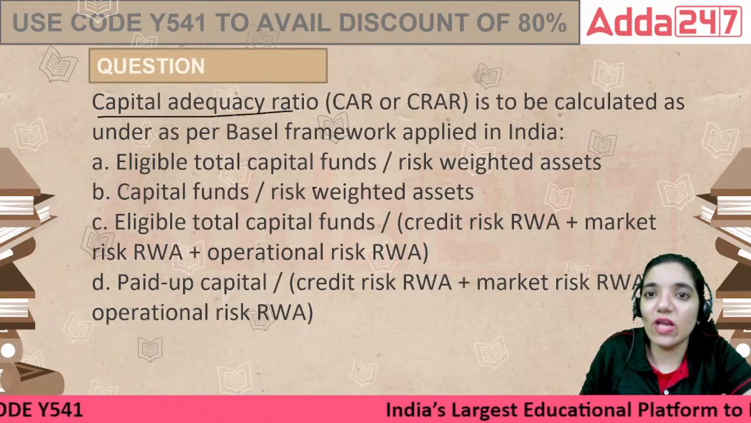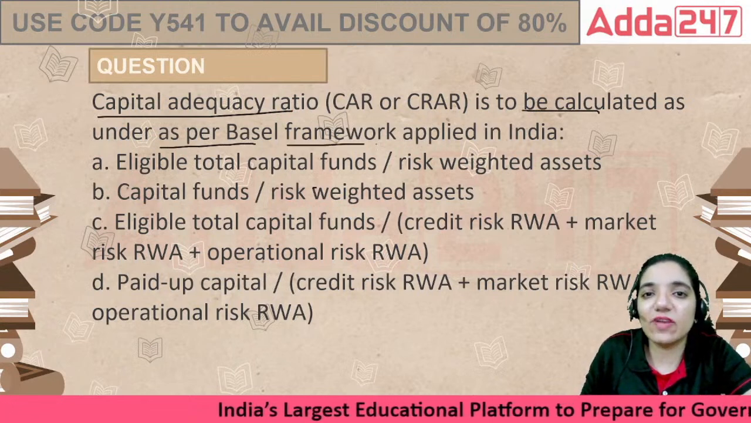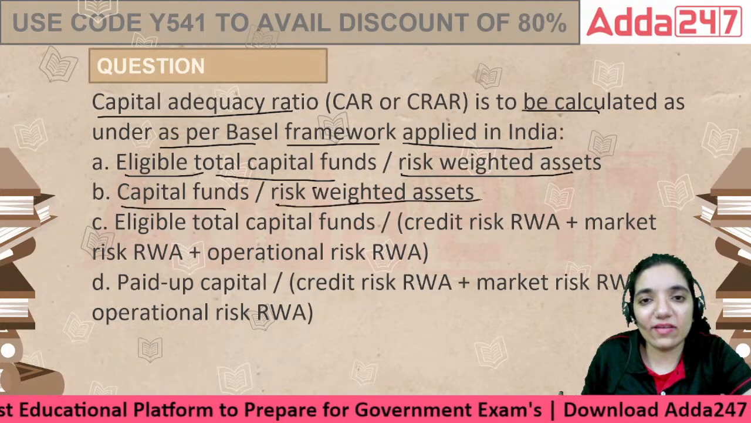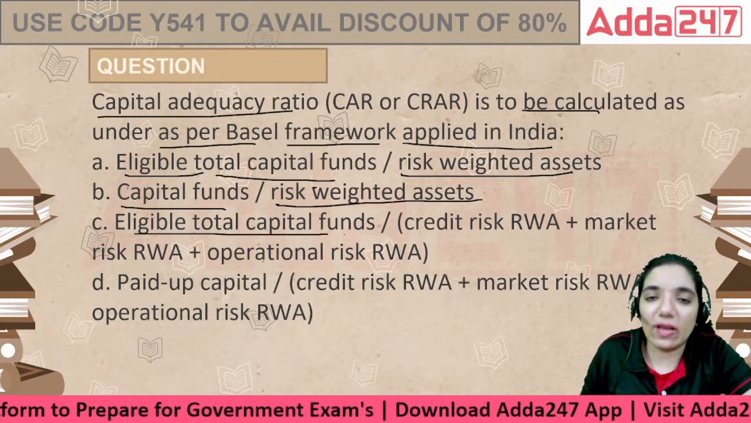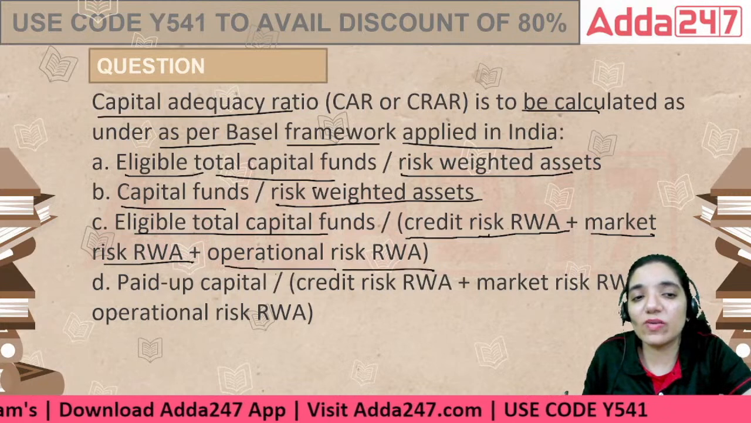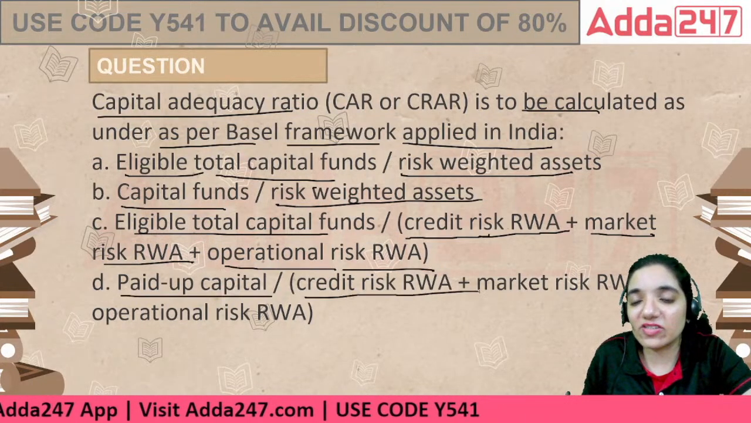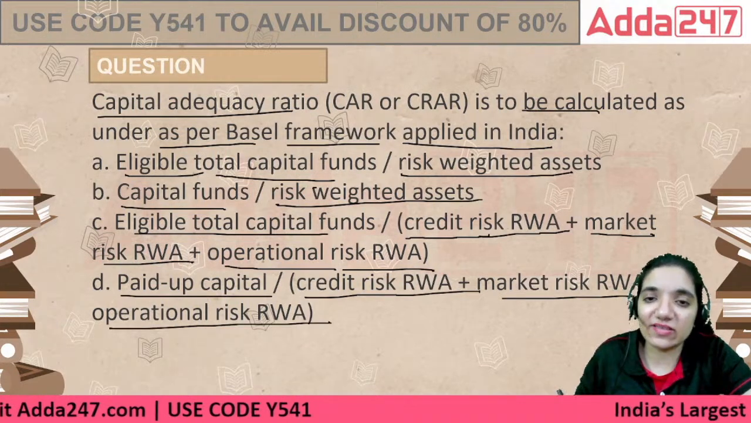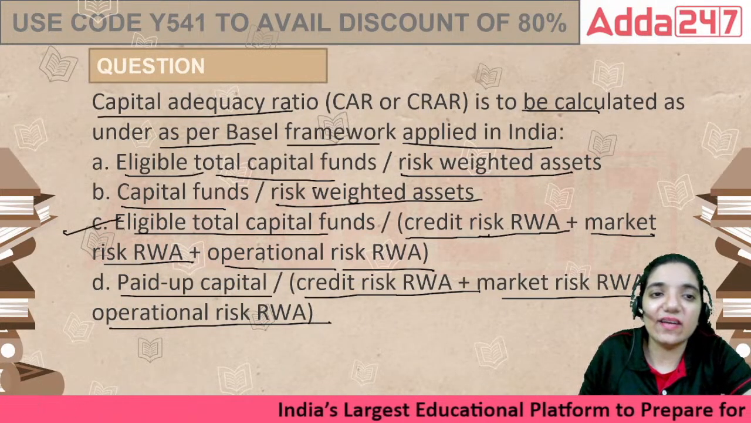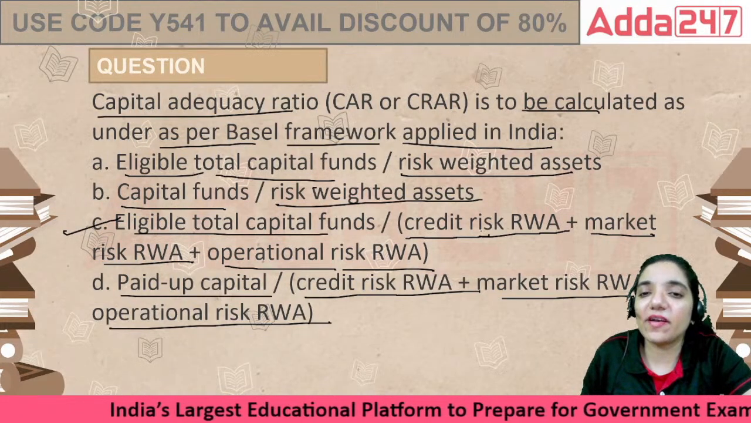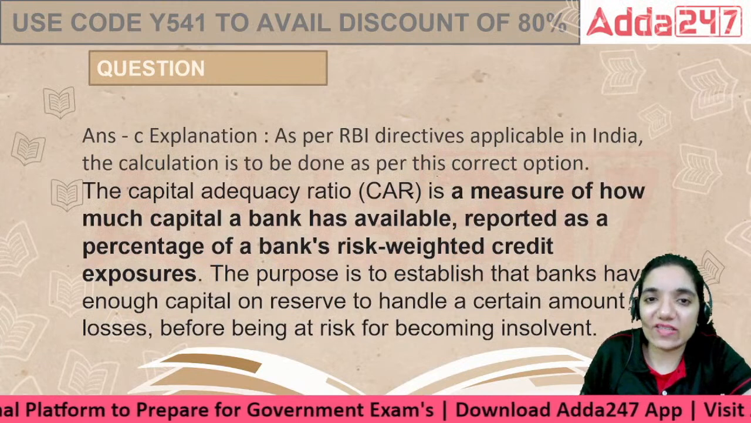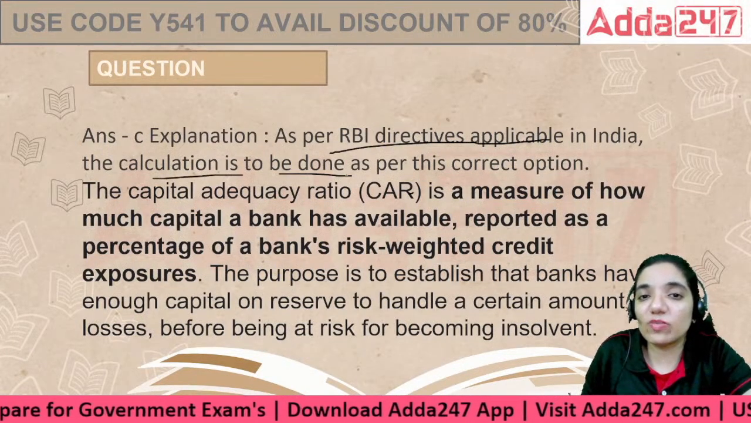Capital adequacy ratio is to be calculated as per the Basel framework applied in India. Options: eligible total capital funds divided by risk weighted assets; eligible total capital funds divided by credit risk weighted assets, market risk weighted assets and operational risk weighted assets; or paid up capital divided by credit risk weighted assets, market risk and operational risk. What would be the answer here? The correct answer would be C. That is eligible total capital funds divided by credit risk weighted assets plus market plus operational. So this is basically as per the RBI directives of India. The calculation is to be done as per the correct option.